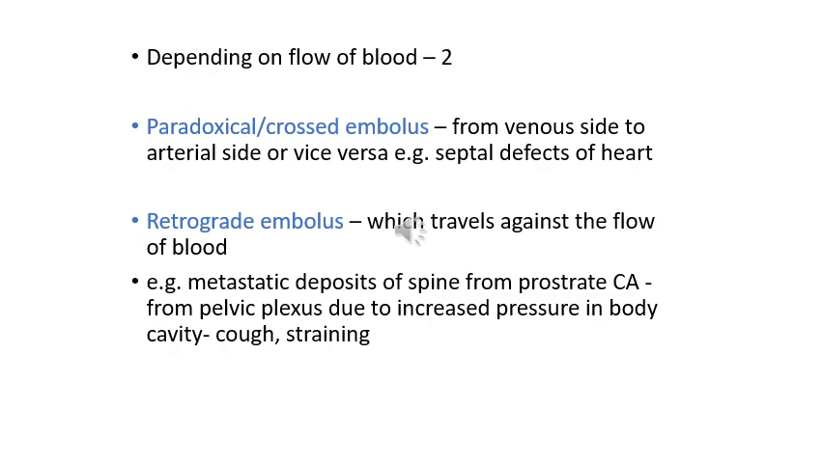Here the example is metastatic deposits in the spine from prostate. So there is cancer of the prostate gland occurring, and metastasis or transfer of this cancerous material from the prostate gets deposited in the spine through the pelvic plexus and the intraspinal veins. That is against the flow due to the increased pressure in the body cavity, especially when we cough and strain. Due to these pressures, these emboli travel against the flow and get lodged in a different area. So that is retrograde embolus.